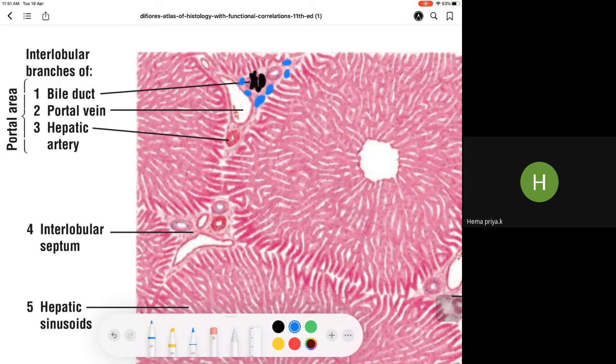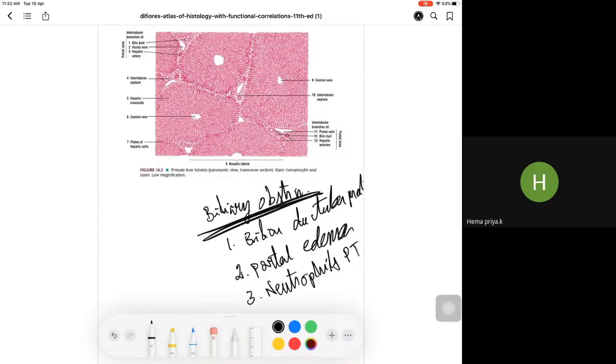What is the origin of biliary epithelium? From where are they arising? They are arising from the hepatocytes, and it is said there may be some stem cells situated at the interface that give rise to hepatocytes as well as biliary epithelium. Whenever there is biliary ductular obstruction, there will be biliary ductular proliferation, portal edema, and neutrophils in the portal triad.